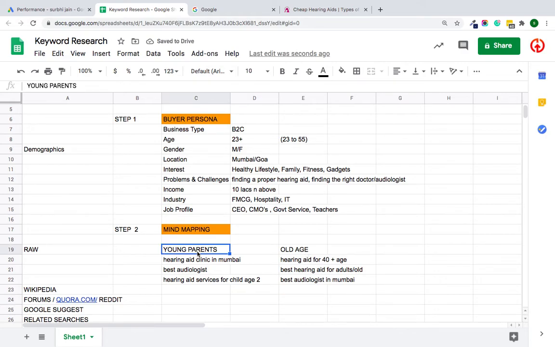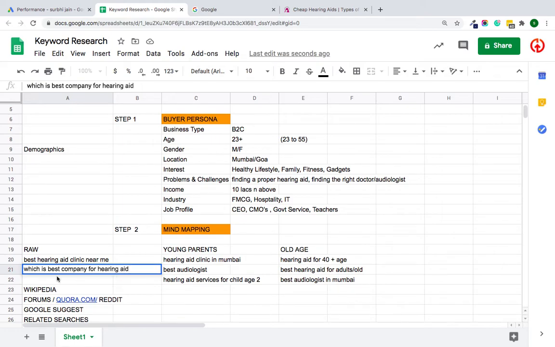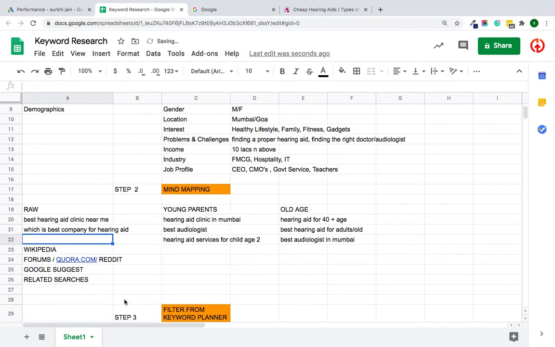So we went into our customer's mind and thought about what they would be searching. That is what comes under mind mapping. We have identified some keywords. Also, we can identify some raw keywords, whatever comes to your mind. It could be best hearing aid clinic near me, which is the best company for hearing aid. Such raw keywords we can also write out here.